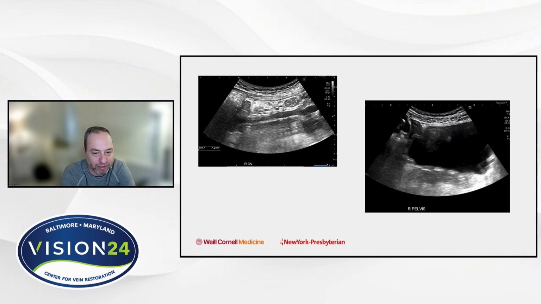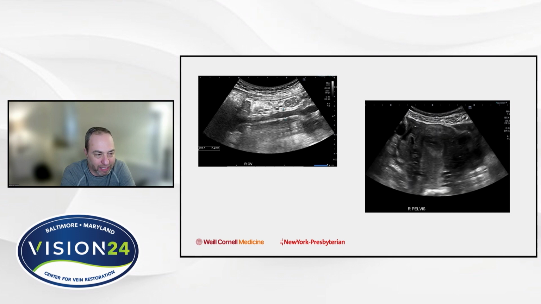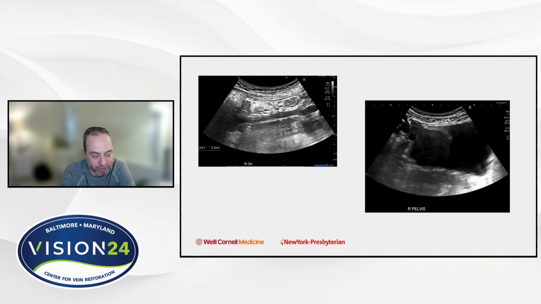And then if we look at the right ovarian vein, you can see that one's dilated also, 7.2 millimeters. And like I was saying earlier in the last set of slides, anytime that it's bigger than 6.5, it's likely to have some degree of reflux. So something to worry about.